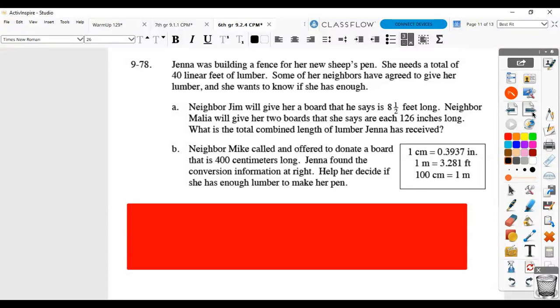978. Jenna was building a fence for her new sheep's pen. She needs a total of 40 linear feet of lumber. Some of her neighbors have agreed to give her lumber, and she wants to know if she has enough. Neighbor Jim will give her a board that is 8.5 feet long.